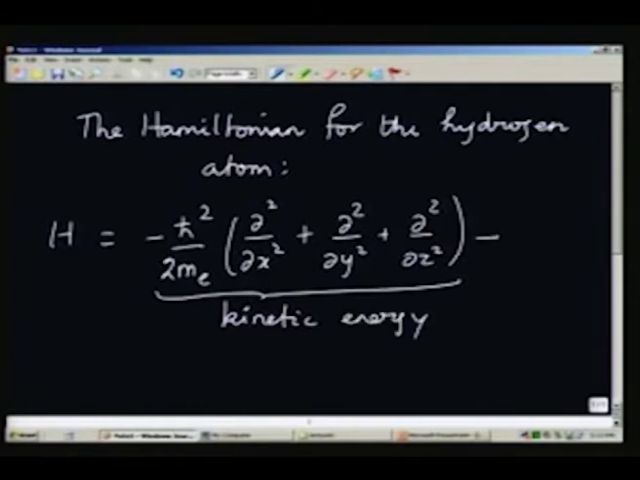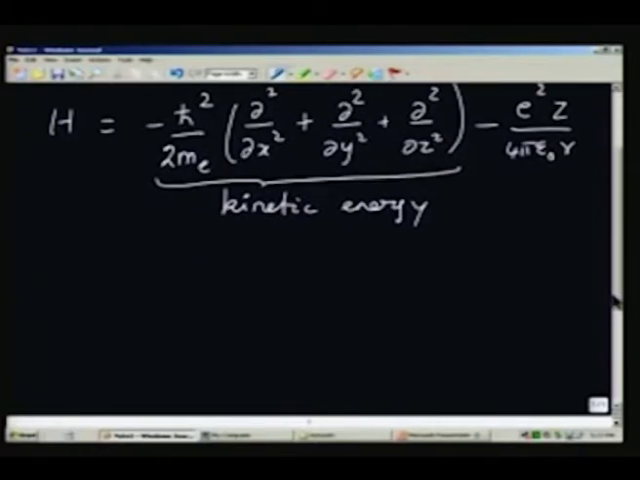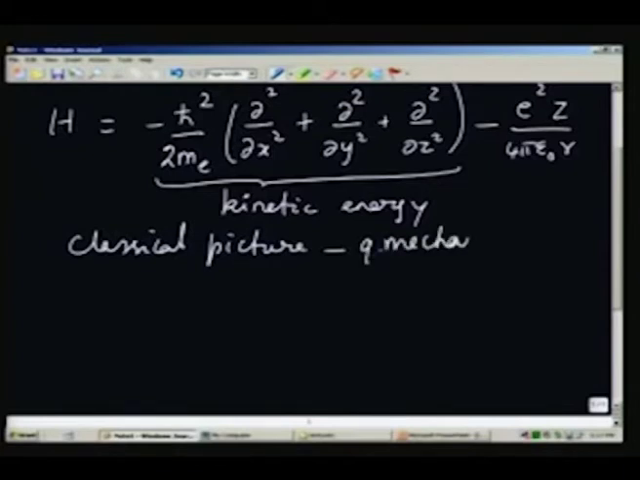And a potential energy term which is e square, and of course the charge of the nucleus Z, but that is equal to 1 in this case, by 4 pi epsilon naught r, where r is the radial distance of the electron from the nucleus, with a classical model, classical picture expressed in quantum mechanics, quantum mechanical representation, because we have written the momentum in the form of the derivatives.